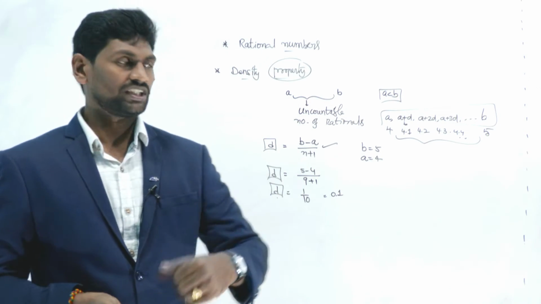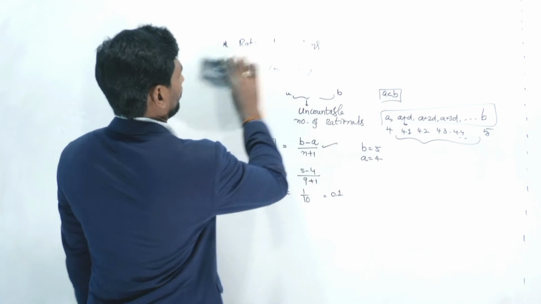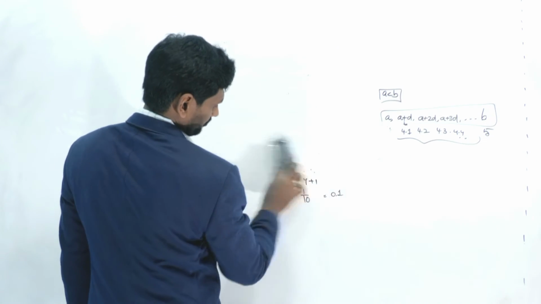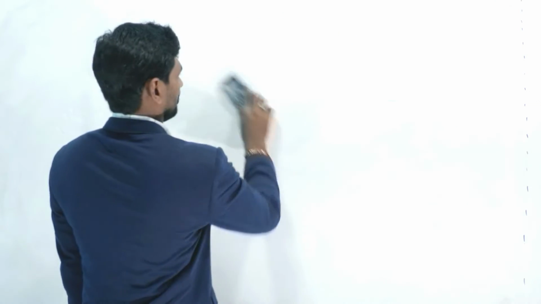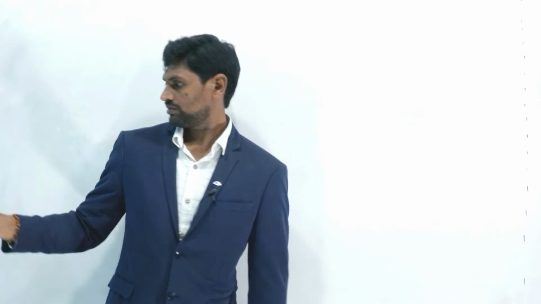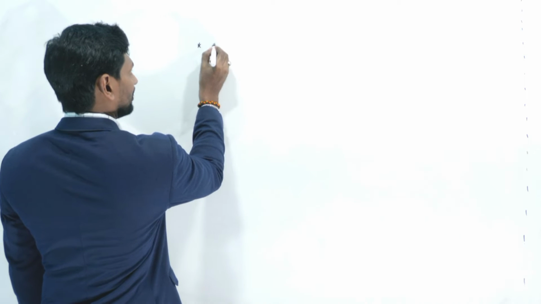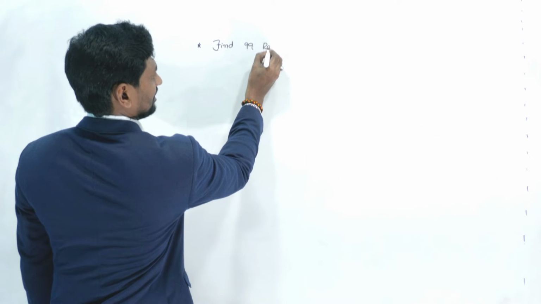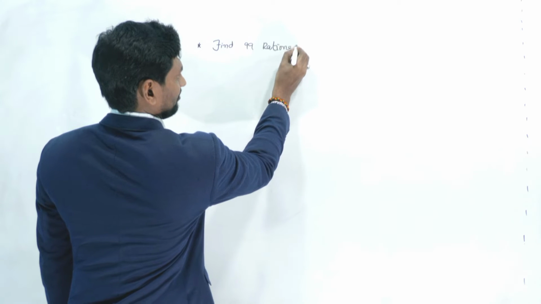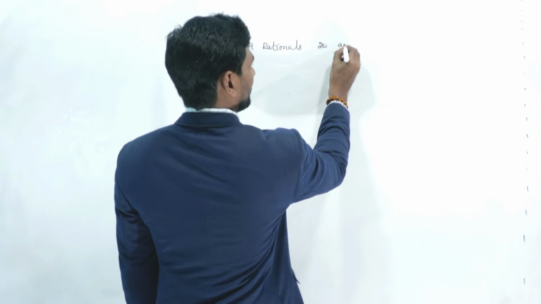Okay, now check. So let us go to the next one. Let us see one example based on this. To find 99 rationals. Find 99 rational numbers between 20 and 21.